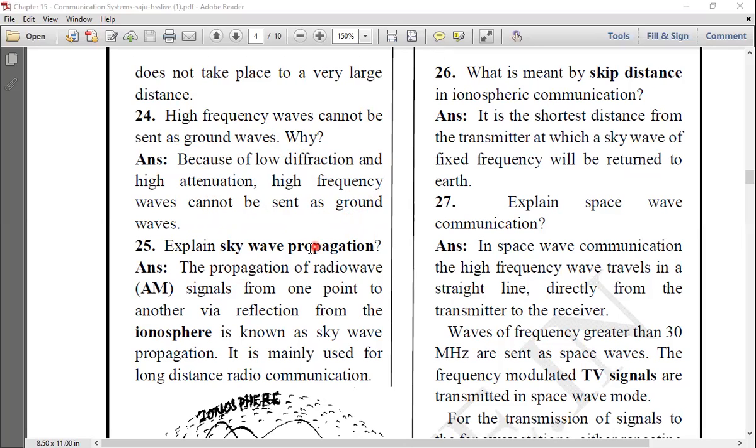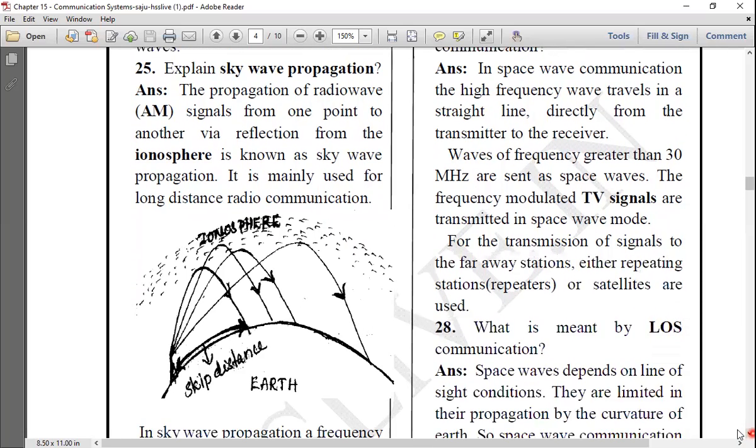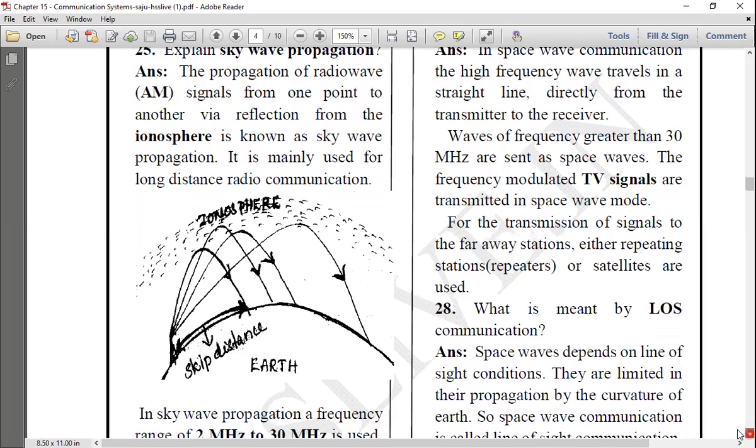Explain skyway propagation. See here, how is the skyway propagation? Already I told you skyway propagation means via ionosphere. The propagation of radio wave or AM signals from one point to another via reflection from the ionosphere is known as skyway propagation. It is mainly used for long distance radio communication. You see here, this is a wave, it is going and getting reflected by the ionosphere and it is coming back also. Understand?